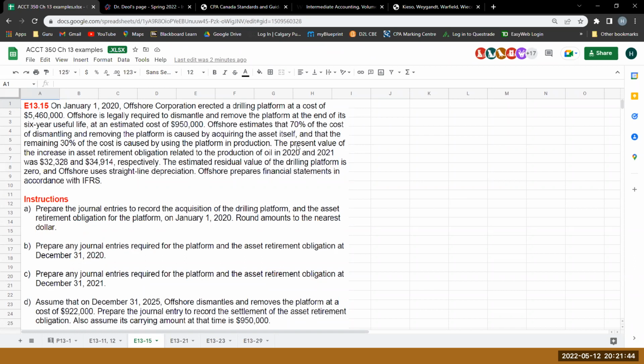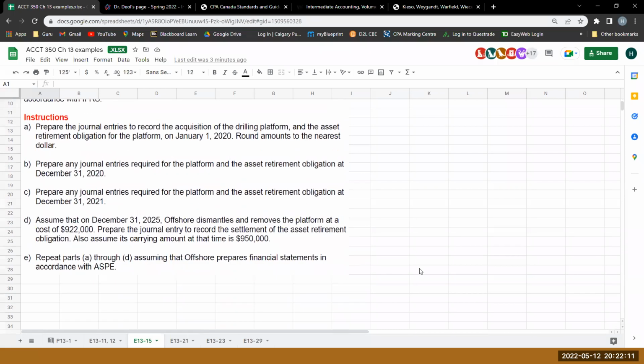Okay, so the present value of the increase in asset retirement obligation related to the production of oil in 2020 and in 2021 was so much and so much respectively. And the estimated residual value of the drilling platform is 0. Offshore uses straight line depreciation, and it prepares financial statements in accordance with IFRS. All right, okay.